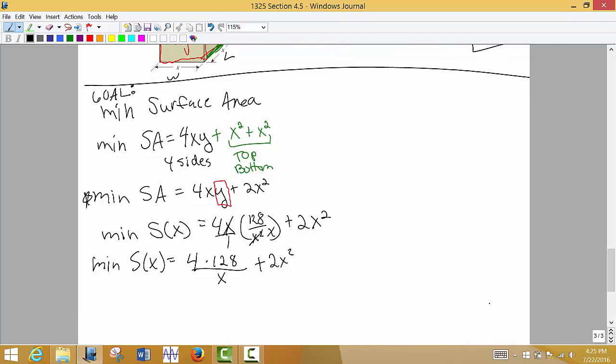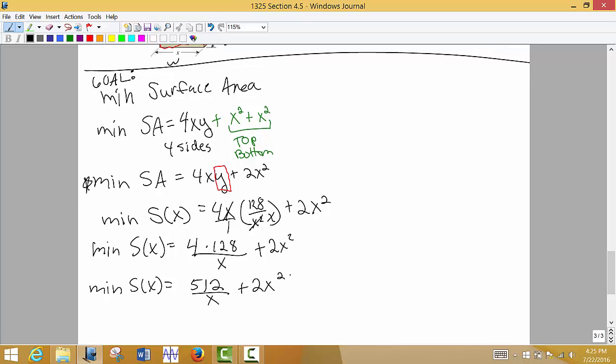There we go. All right, so 4 times 128, let's multiply those together. We get 512, I believe, plus 2x squared. And we know we're going to take the derivative of this, so let's go ahead and write this with our exponents in the numerator. So I'm going to bring this up to the top, so it's going to be 512 times x to the minus 1 power plus 2x squared.